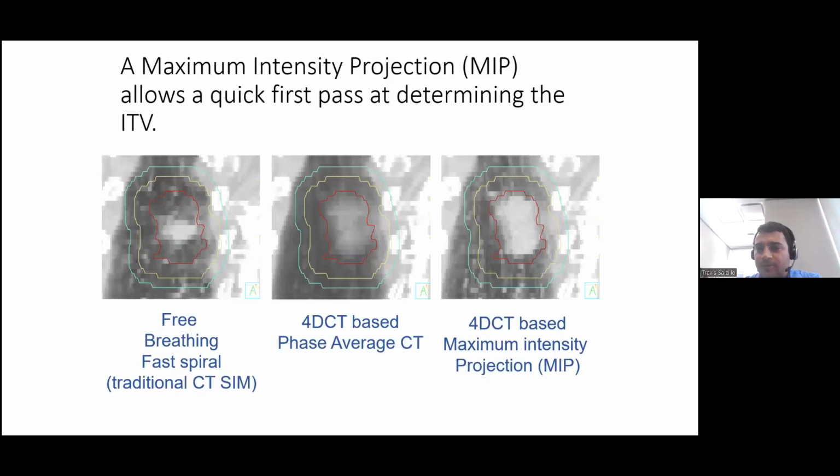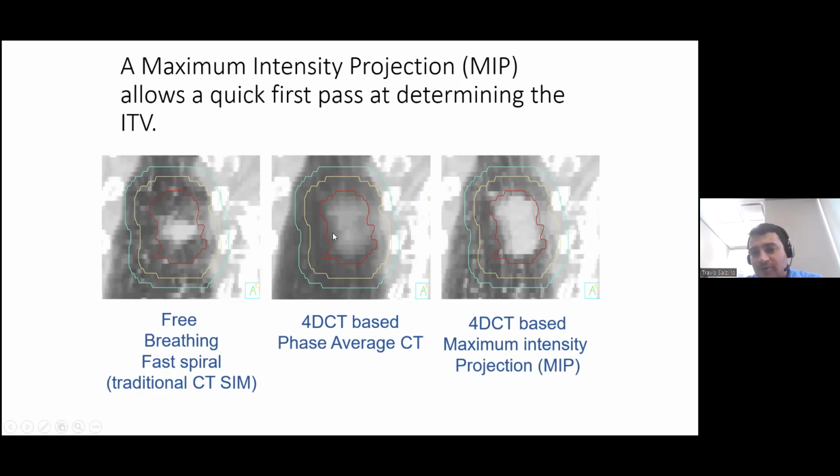This is a look at what the different contours will look like based off which scan you're looking at. So if you have a free breathing scan, you're capturing the tumor at some random phase within its respiratory motion. So that's one particular phase, if you will.